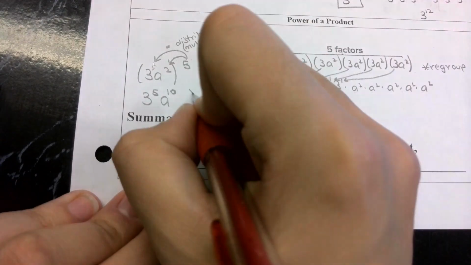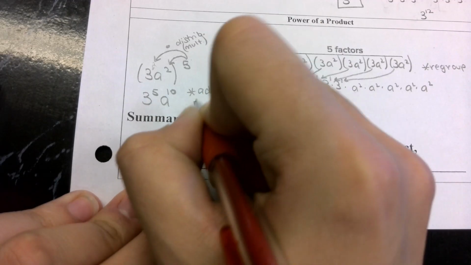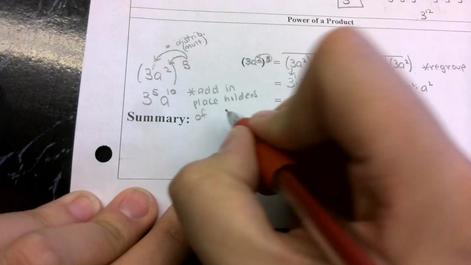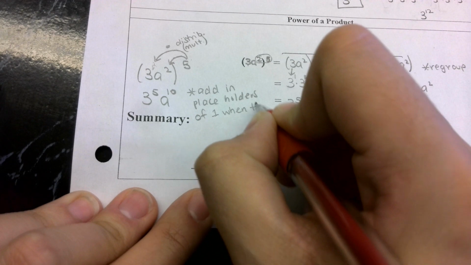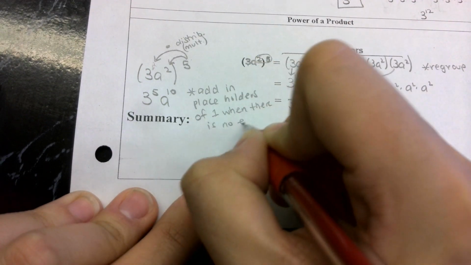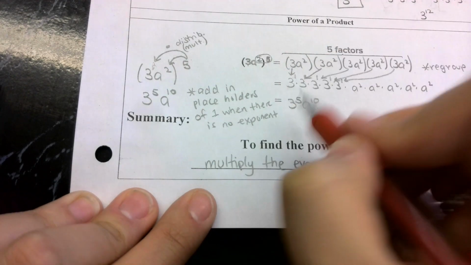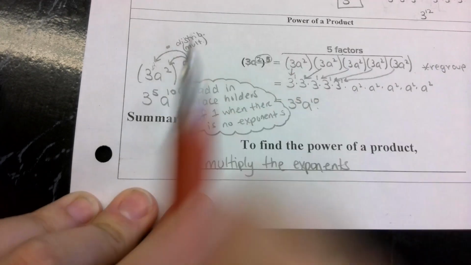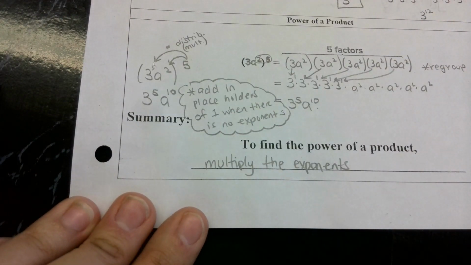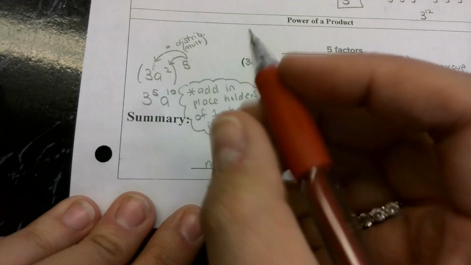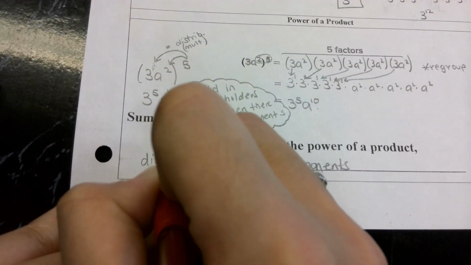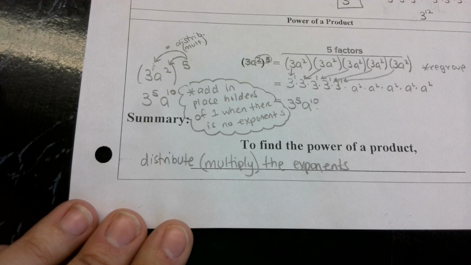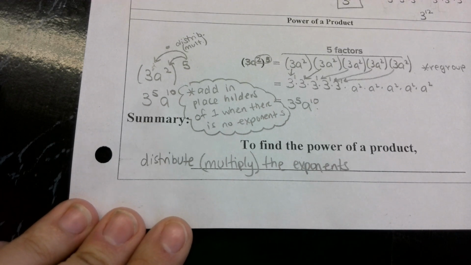However, let's make this little note. Add in placeholders of 1 when there is no exponent. Sorry, I sound like a computer. So when there's no exponent, for example, that 3 didn't have an exponent, we're going to add in that placeholder of 1. So now we know that we need to distribute and multiply, and maybe I even want to say distribute in parentheses, which means multiply the exponents. So the exponent on the outside needs to hit every exponent on the inside.